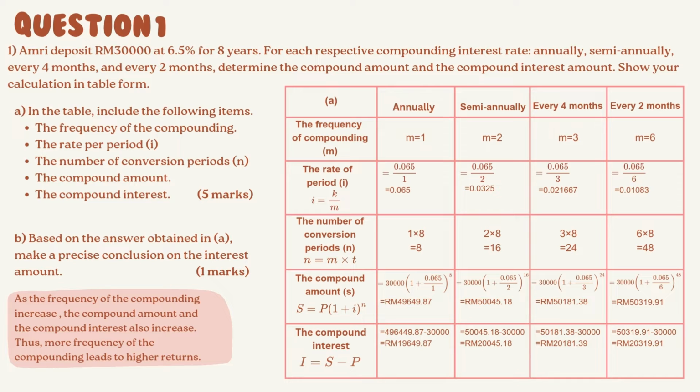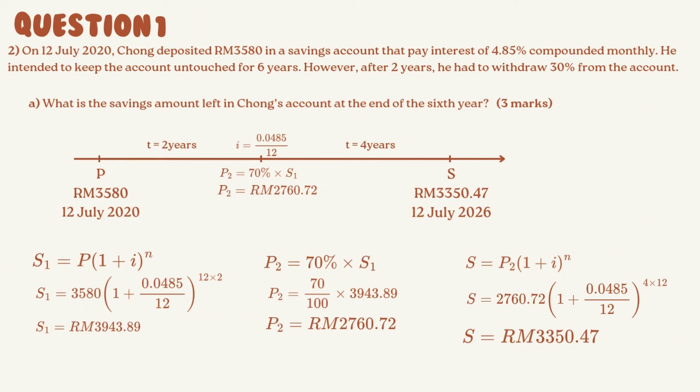For question 1B, based on the answers obtained in A, make a precise calculation of the interest amount. My answer is, as the frequency of compounding increases, the compound amount and the compound interest also increase. The higher frequency of compounding leads to a higher return. So we can see in the table that as our compounding frequency gets higher, our compound interest also gets higher. Next, question 1, number 2A.